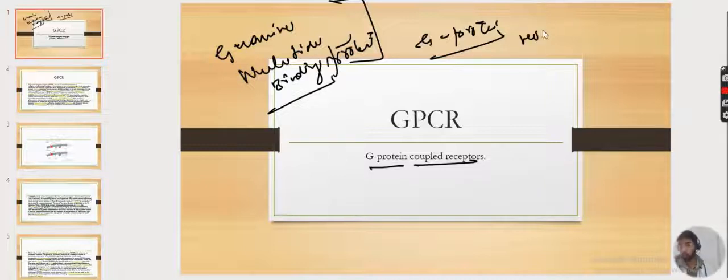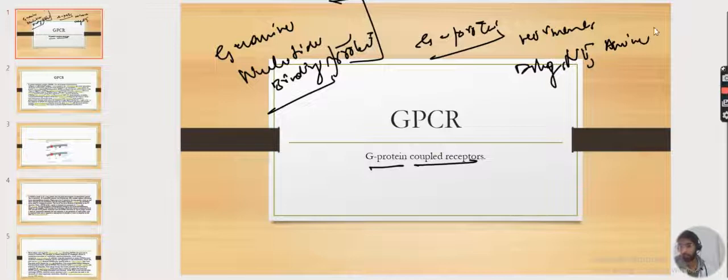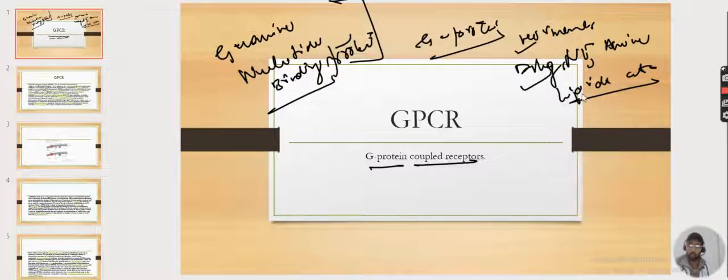Signal could be your hormone. Signal could be a drug. Signal could be a neurotransmitter, or it could be an amine. It could be a lipid, etc. So we would be having a lot of types of signals. That could be hormone, drug, neurotransmitter, amine, or lipid.